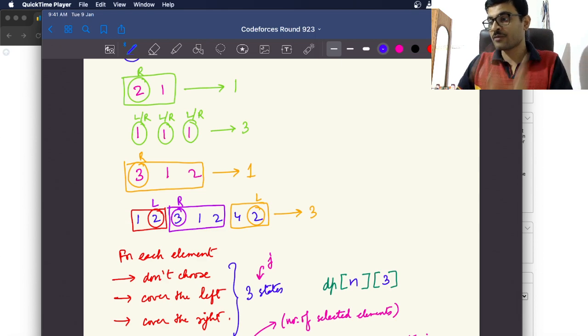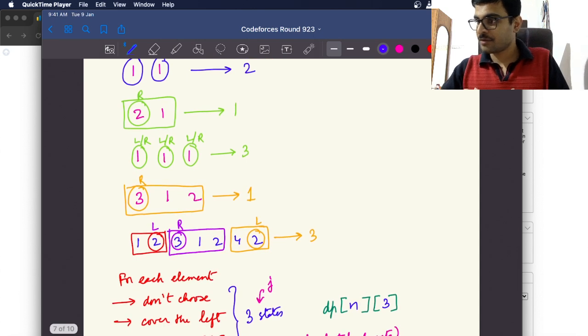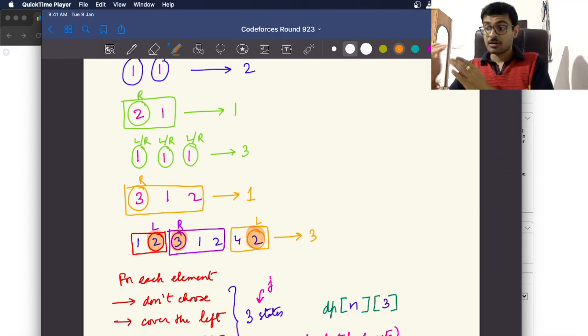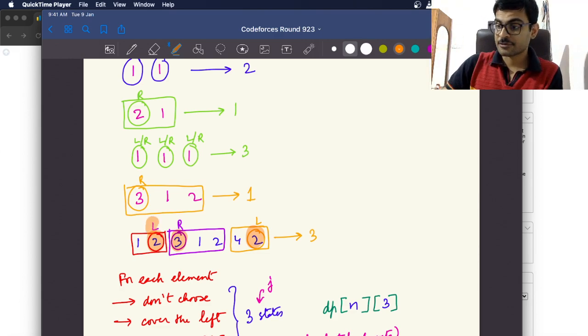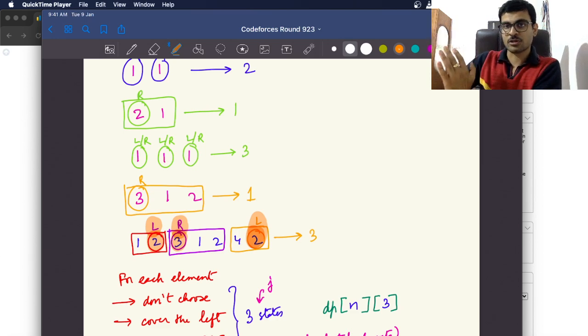You can see this is one way of painting it. Basically, if I paint only this element and this element, if I use the 2 for painting to the left, this 3 for painting to the right, and this 2 for painting to the left, then you can see those areas get covered. I've drawn the rectangles to depict that. 2 will cover 1 and 2, 3 will cover 3, 1, 2, 2 will cover 4, 2.